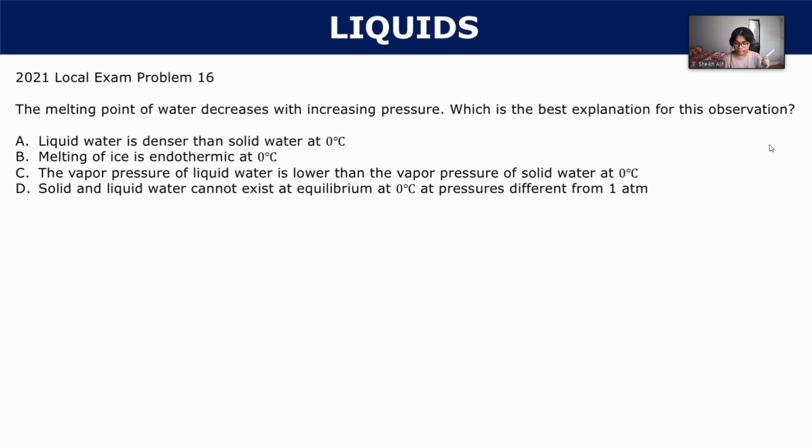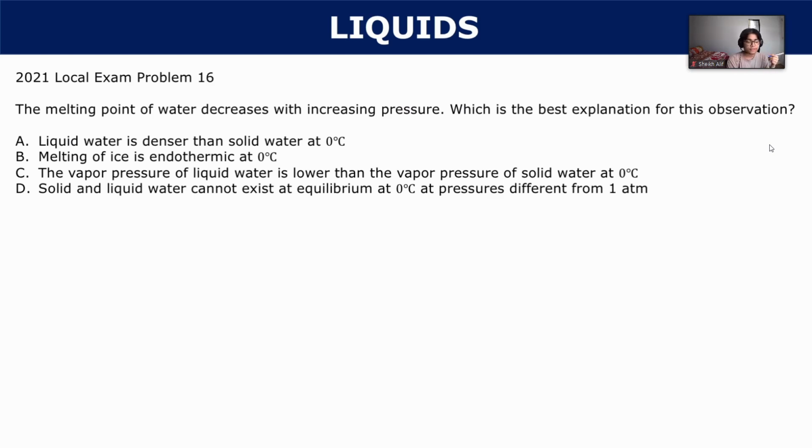Okay, next up. The melting point of water decreases with increasing pressure. What is the best explanation for this observation? The reason water here is an exception is because when you increase pressure, that means your melting point should go up, not down, because when you increase pressure, you need more vapor pressure in order for the vapor pressure of the liquid to reach atmospheric pressure. And so in order to create more vapor pressure, you would usually need to increase the temperature. But in this case, when you're increasing pressure, the melting point decreases, meaning you need less heat.